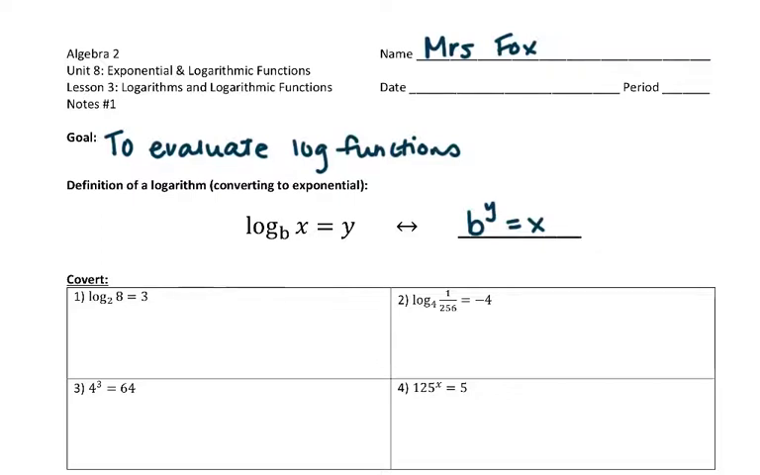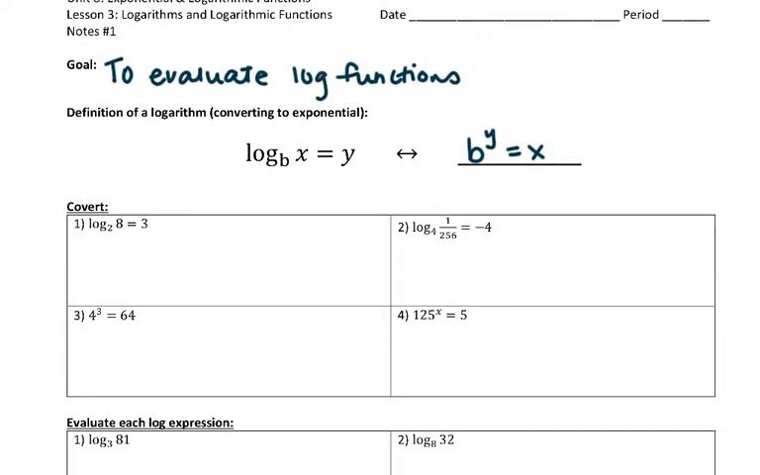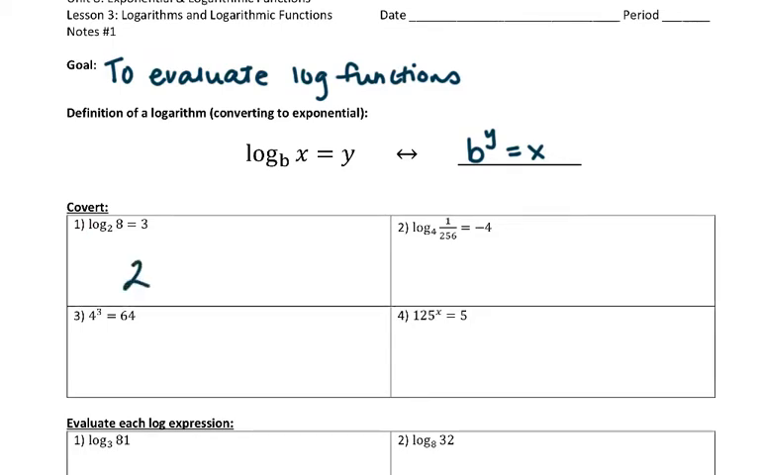So what we can do then is work on these first four problems. I just want to convert. So our base here, remember, is log base 2. So our base is 2. The exponent is 3, and that equals 8. You can see 2 to the third power equals 8, which is why the log base 2 of 8 is equal to 3.